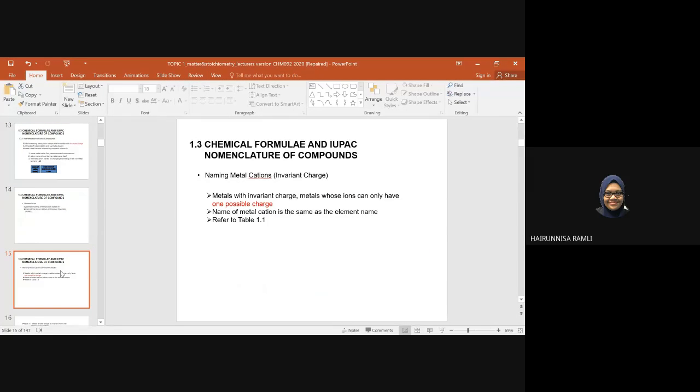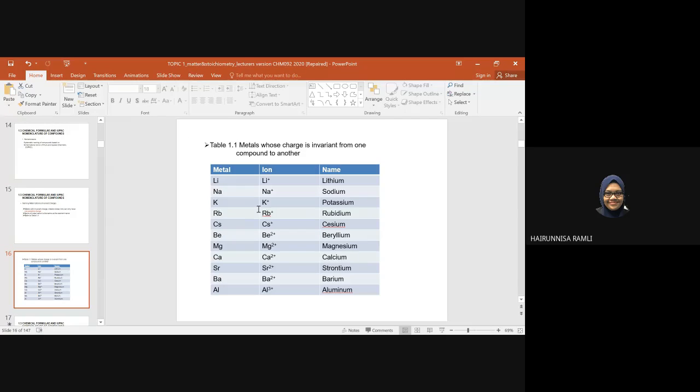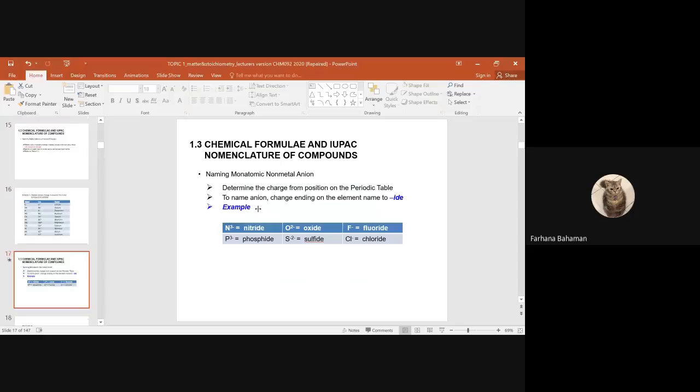Ini tadi eh, invariant charge. Kalau dia ada only one possible charge, for example metal group 1, metal group 2, metal group 3 pun aluminium saja. Okay. And then for non-metal, kita macam phosphorus, nitrogen, oxygen, kita tukar belakang dia jadi IDE. So jadi nitride, oxide, chloride. Okay, yang ni you tahulah kan. Kita buat revision saja untuk ini eh.